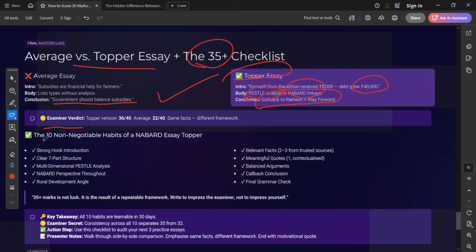The 10 non-negotiable things of the NABARD essay are: a strong hook introduction. You have to have a good structure. You have to have a PESTEL analysis.